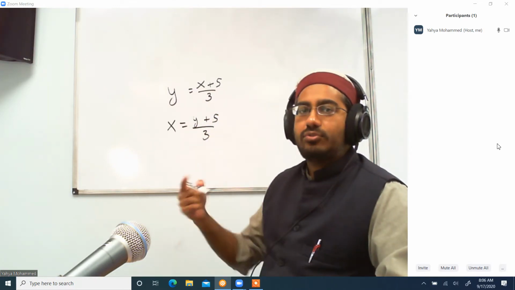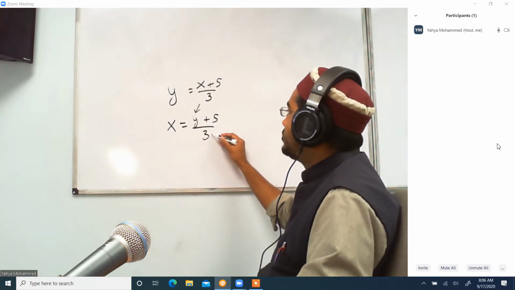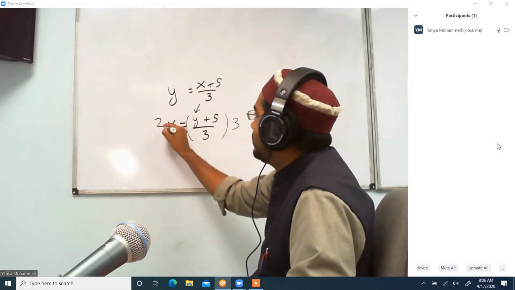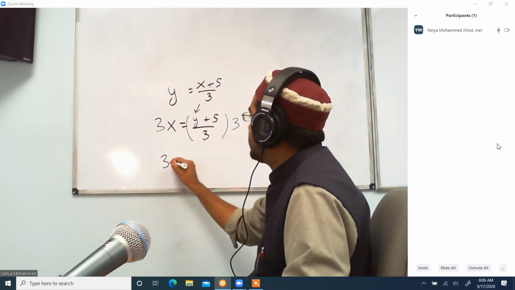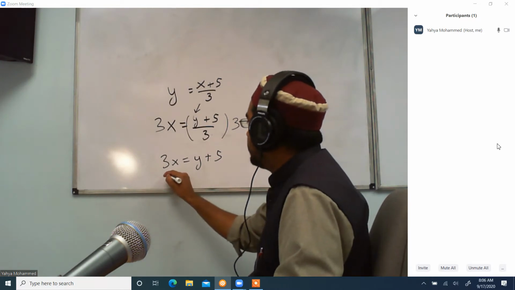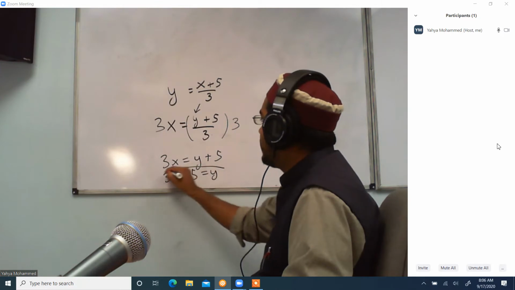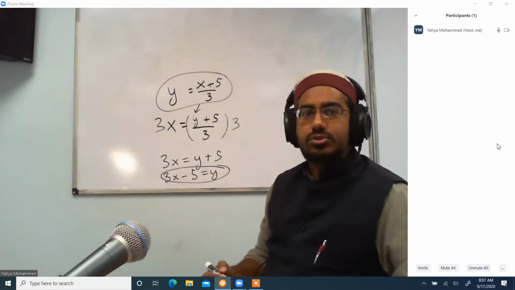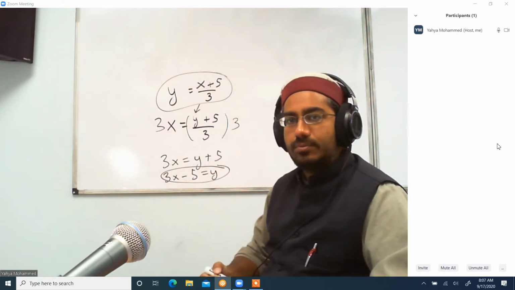But now I have to solve for my new y. So what do I do first? I multiply both sides by 3 so I can cancel this out. That gives me 3x equals y plus 5. I subtract 5, so I get 3x minus 5 equals y. This is the inverse of our original function. I switched the x and the y, and I solved for the new y.